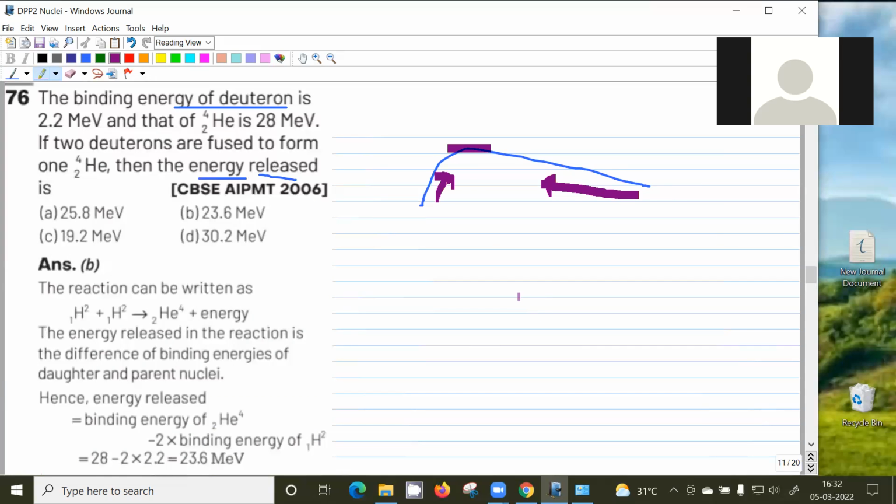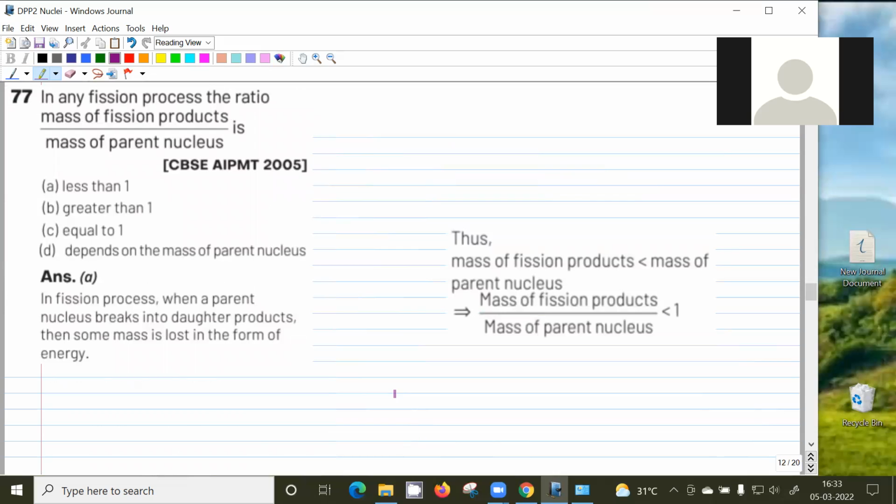That's what I'm saying. When proton and neutron combine, the total mass is not the sum of the individual masses. Some mass is lost, and how it is lost depends on the nucleus. Either I come from here or from here towards this, in both circumstances there is loss of mass. That mass is coming out as energy. Less than 1. Yeah, option A.